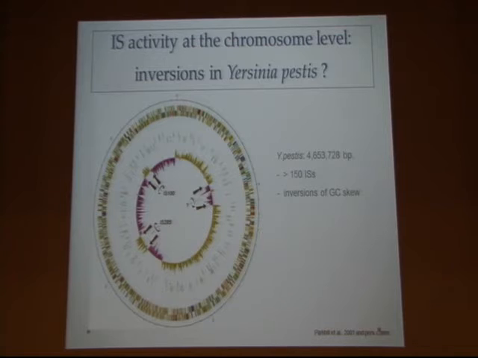And one last example is Yersinia pestis, genomic inversions. When you plot the GC skew of the genomes, most of the time the GC skew helps us find the origin of replication of a genome, and the terminus of the replication.